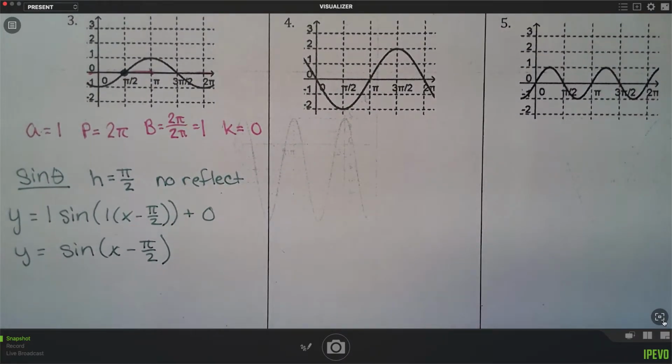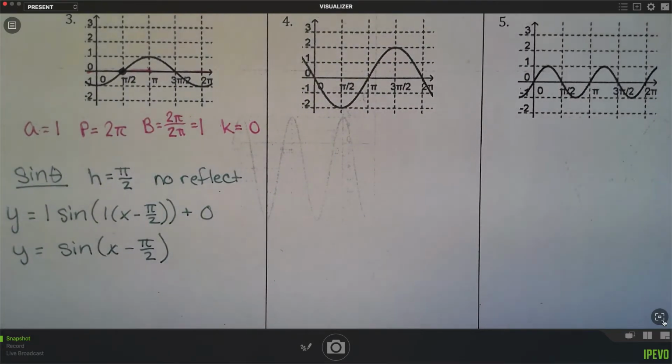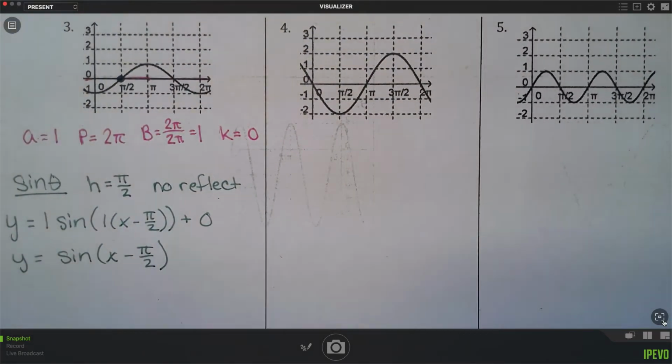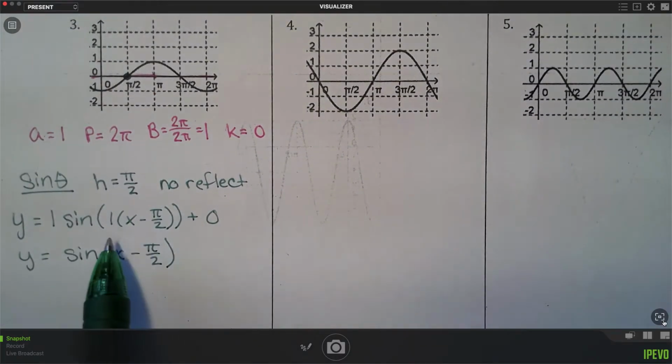You can put the 1 in front. I would not put the 0 in the back when you're done. Okay. I would definitely, for today, for a while, put everything in there so you see it and you account for it. Does that make sense? Okay, so now we need to do cosine.